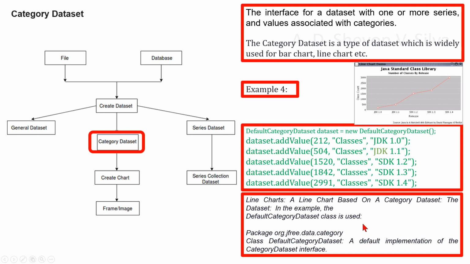Now we are considering overview of datasets in line chart based on a category dataset. In line charts, the dataset as in the example, the DefaultCategoryDataset class is used. The class DefaultCategoryDataset in package org.jfree.data.category, a default implementation of the CategoryDataset interface.